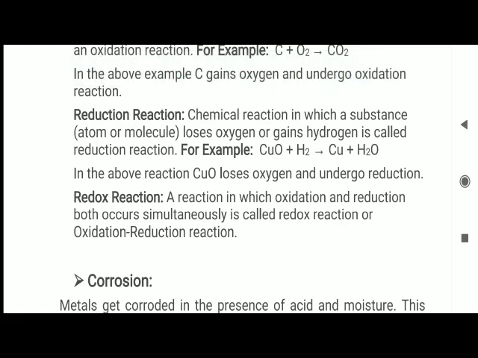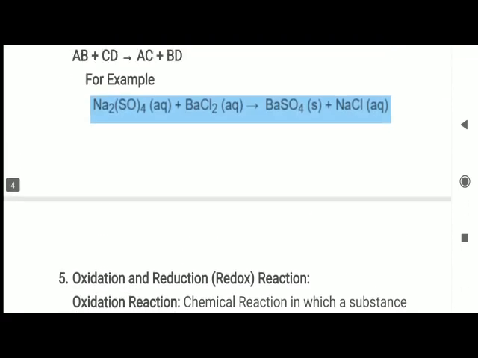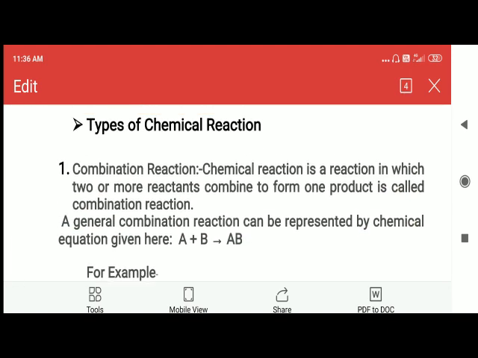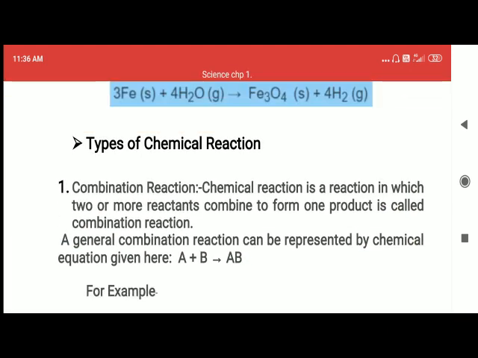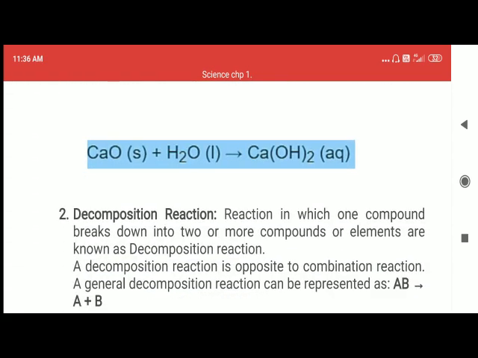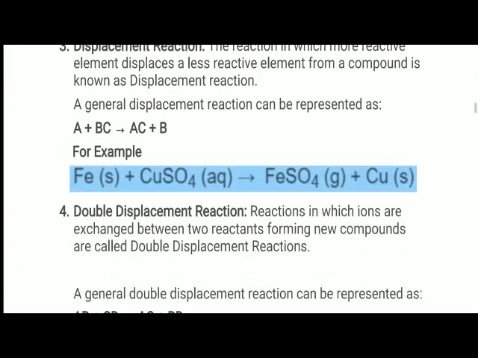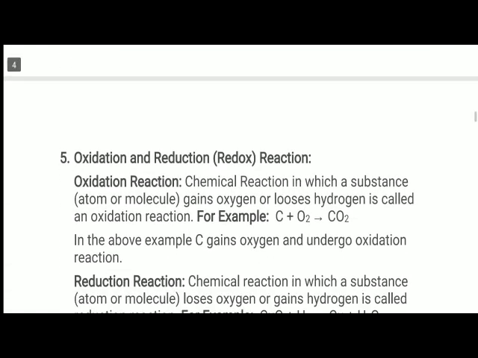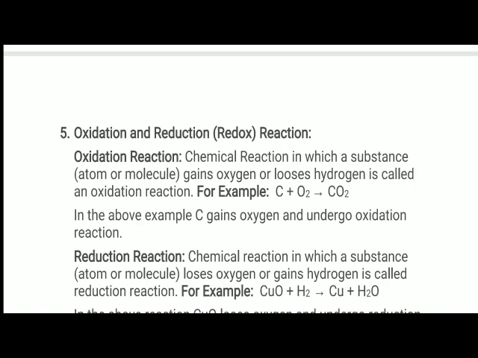Okay students, in today's class we have studied the five types of chemical reactions. All five types, along with their definitions and examples, are very important: combination reaction, decomposition reaction, displacement reaction, double displacement reaction, and oxidation and reduction or redox reaction. In the next class, we are going to study the last two topics of this chapter and will end this chapter. Up to that, study these definitions and types. Thank you.